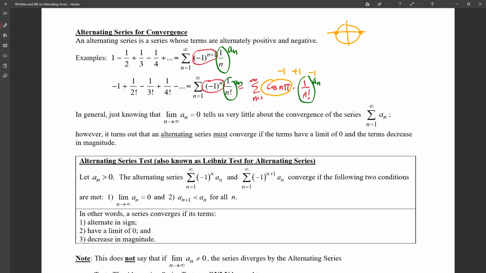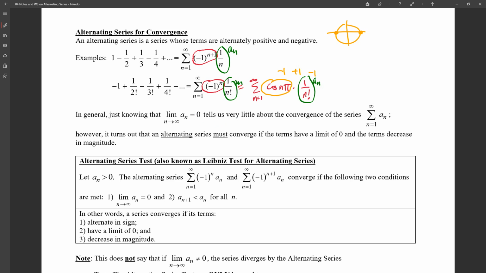And we talked about before that if you took the limit of your a sub n and you got 0, it didn't tell you anything. If you didn't get 0, then the nth term test for divergence told you that this series would diverge. But if you get 0, you cannot use the nth term test for divergence. You have to use another test.